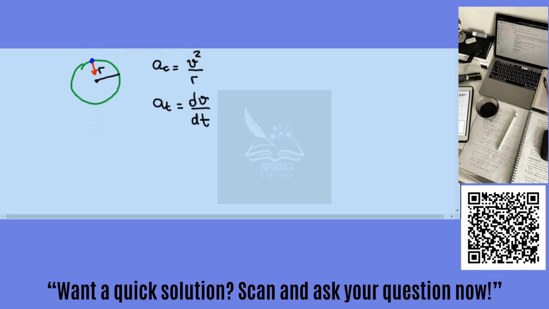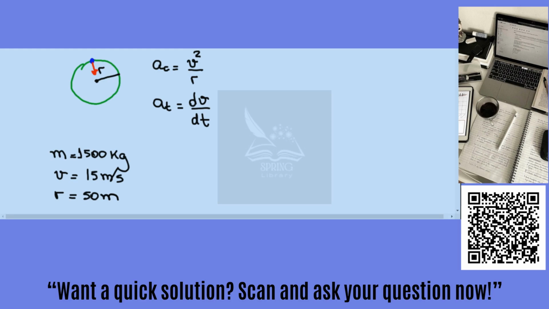Okay. So in our problem, we have a car that has a mass of 1500 kilograms and is moving with a speed of 15 meters per second in a circular trajectory of radius 50 meters. And our goal is to find what is the friction force that acts on the car.